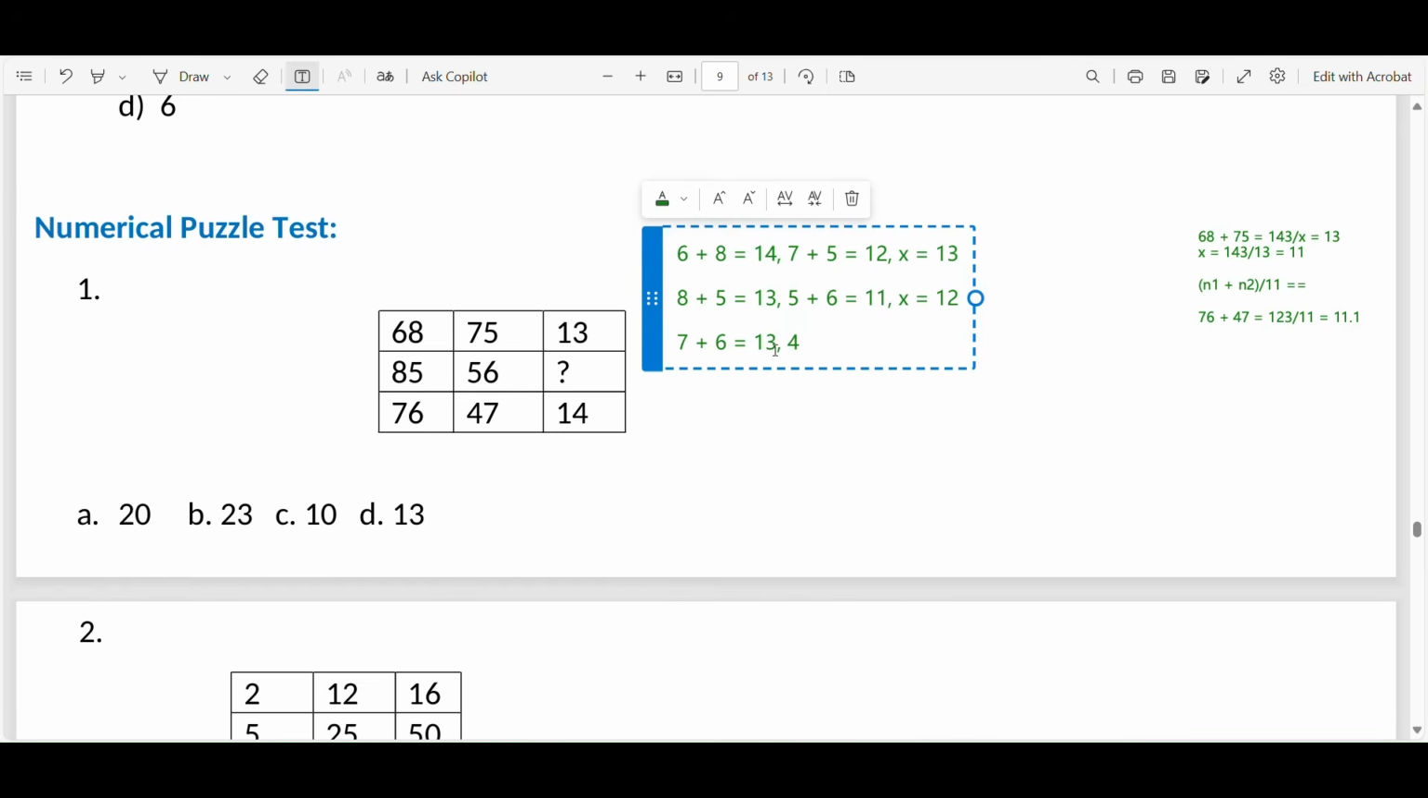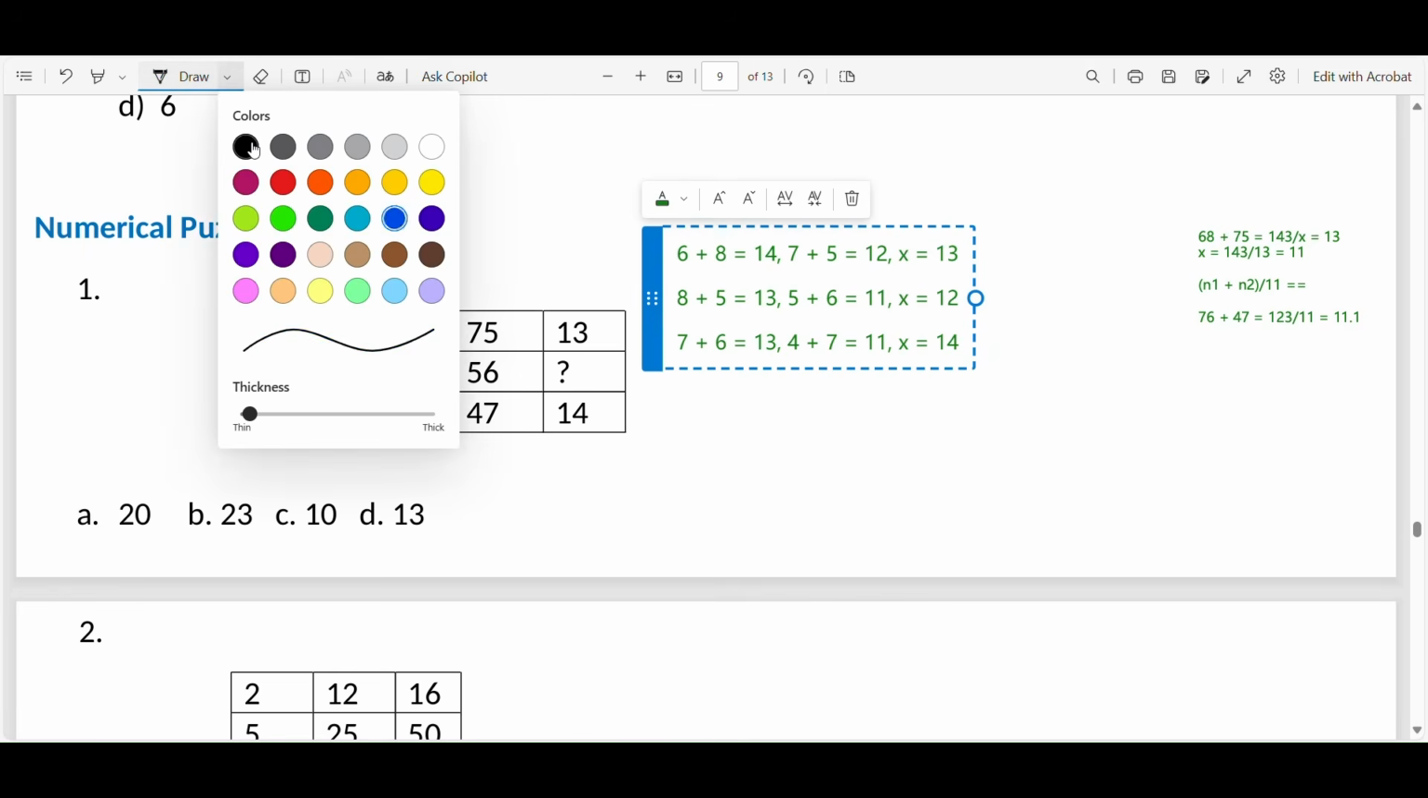And next 4 plus 7 we are having. 4 plus 7 is 11. But here we are having 14. But how is this possible? So this is also not true. So I think there is a mistake in this question because nothing is correct.